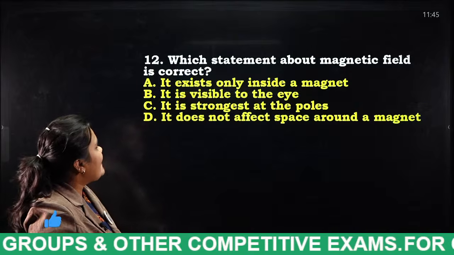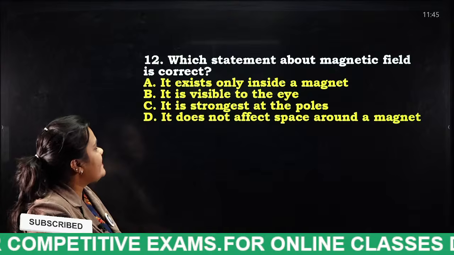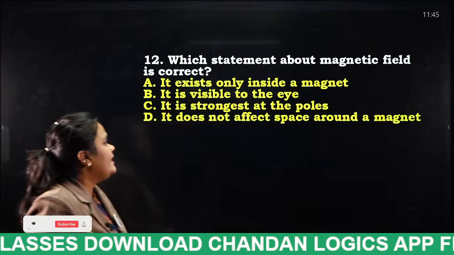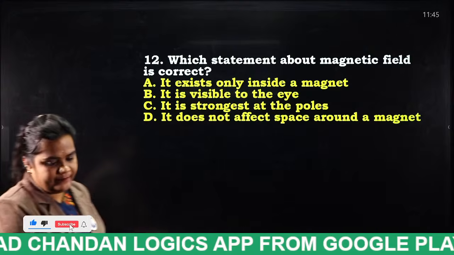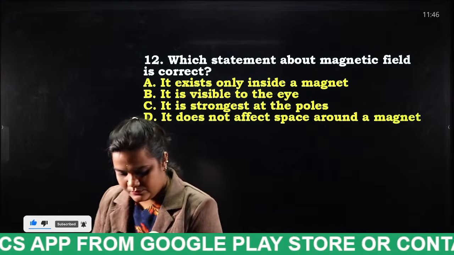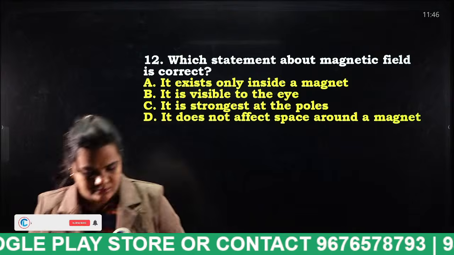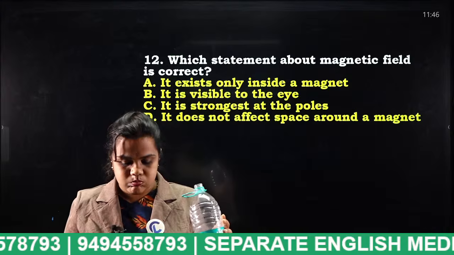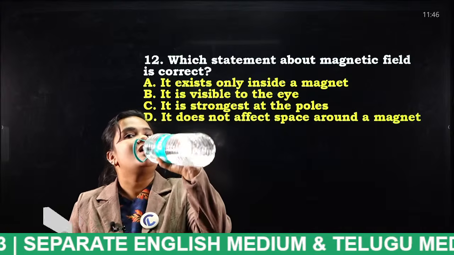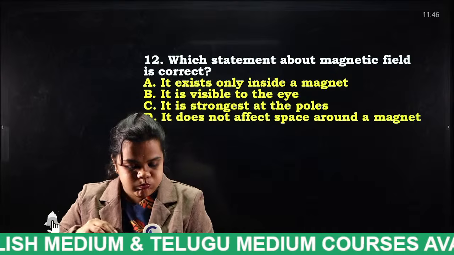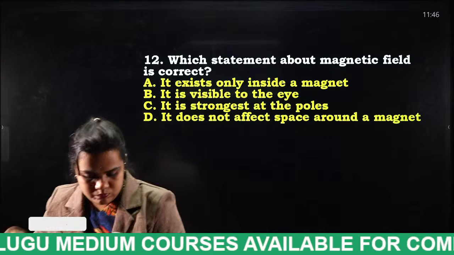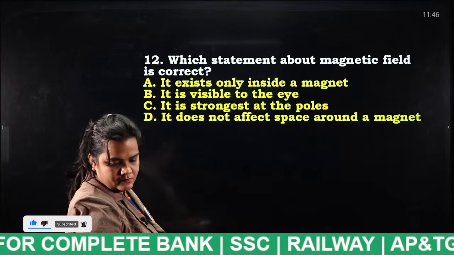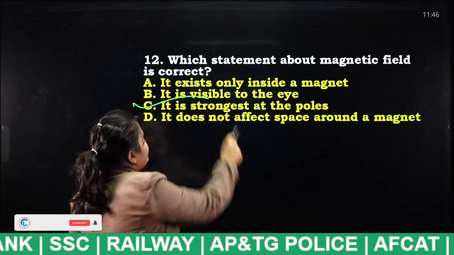Which statement about magnetic field is correct? It exists only inside a magnet, it is visible to the eye, it is strongest at the poles, it does not affect space around a magnet. Tell me the correct statement. Very good, it is strongest at the poles.